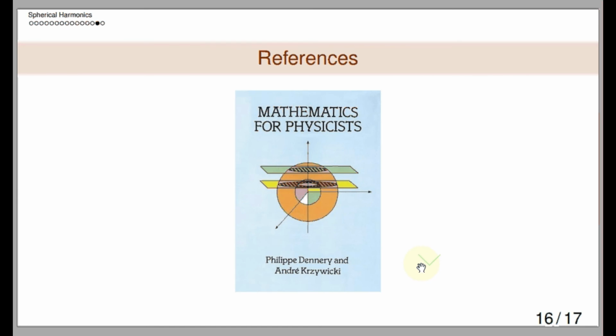And the mathematics part of how the Laplace equation has been used to arrive at the spherical harmonics is explained in this textbook by Dennery and Chiswick. It's a Dover textbook available at moderate price, and a good reference. That's all.